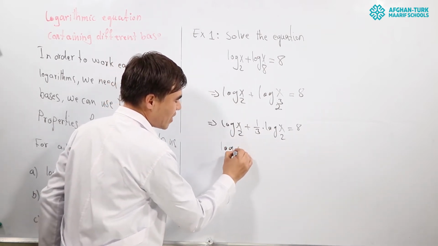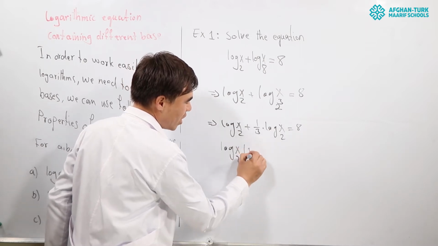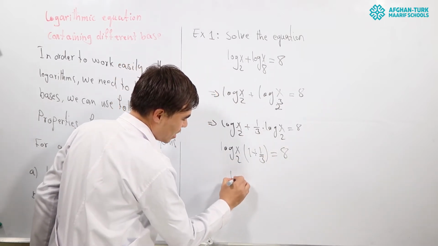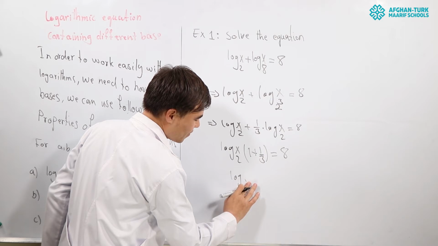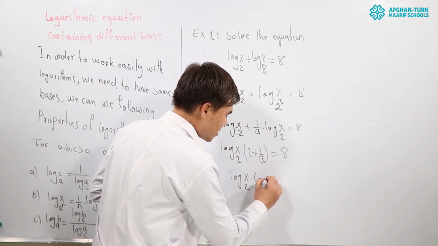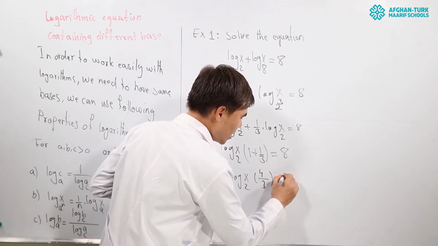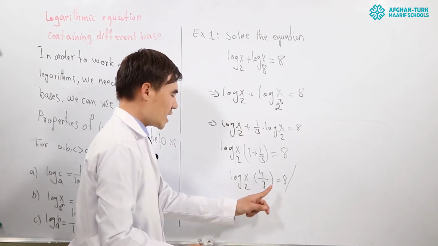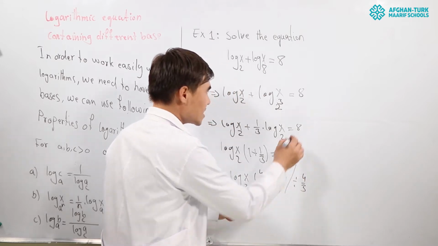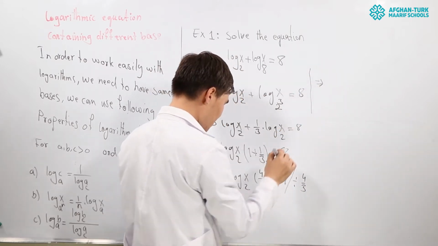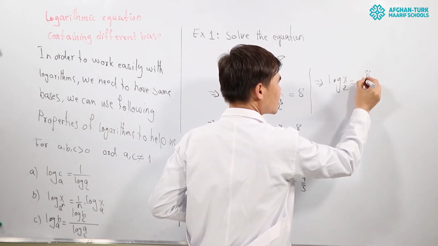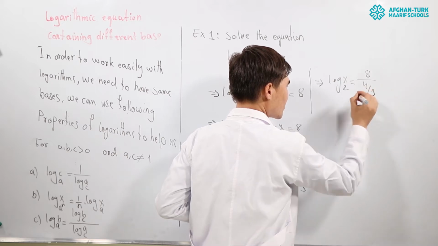When I factor out log of x to base 2, it will be 1 plus 1 over 3 is equal to 8. When I add these two numbers, log of x to base 2 times 4 over 3 is equal to the number 8. When I divide both sides by 4 over 3, I will have log of x to base 2 equal to 8 over 4 over 3.